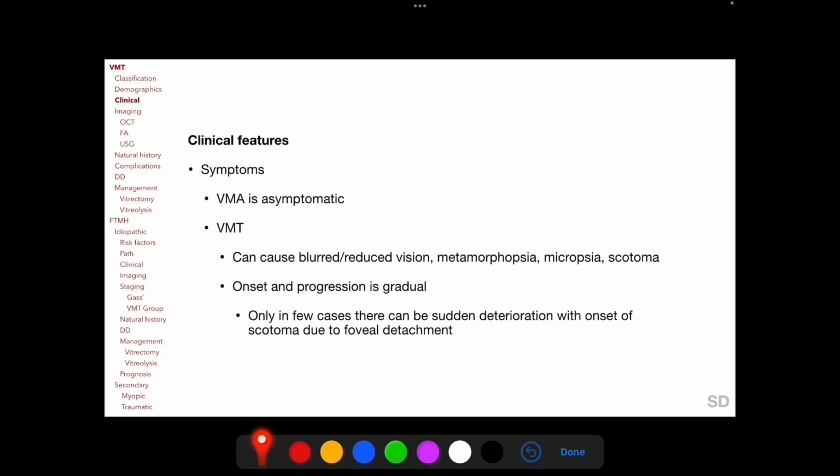As we have mentioned, vitreomacular adhesion is asymptomatic and vitreomacular traction is symptomatic and can cause blurred or reduced vision, metamorphopsia, micropsia, and scotoma. The onset and progression of symptoms in vitreomacular traction is gradual, but in a few cases there can be a sudden deterioration of vision with onset of scotoma due to occurrence of a foveal detachment.